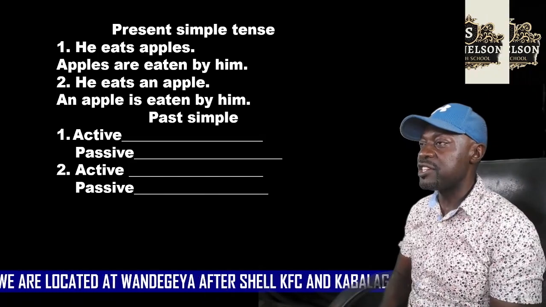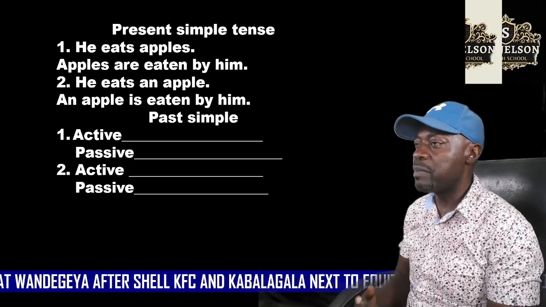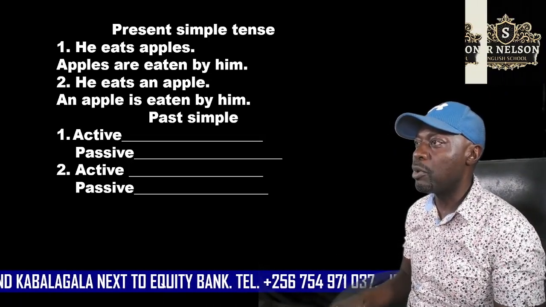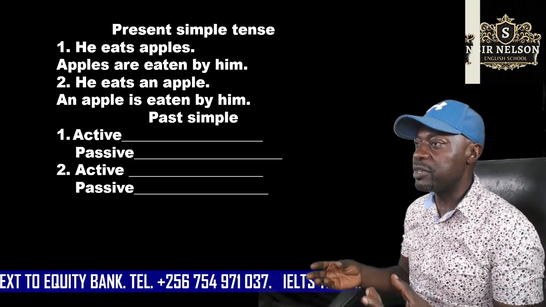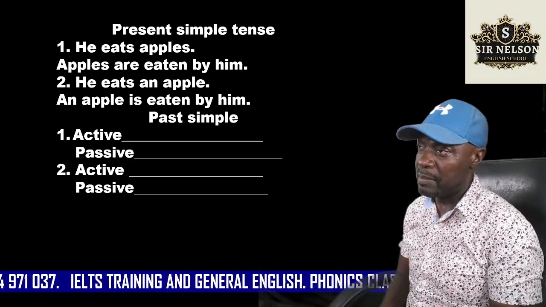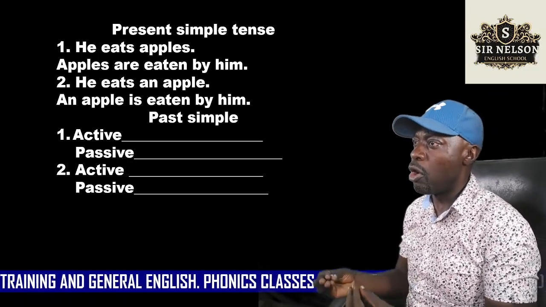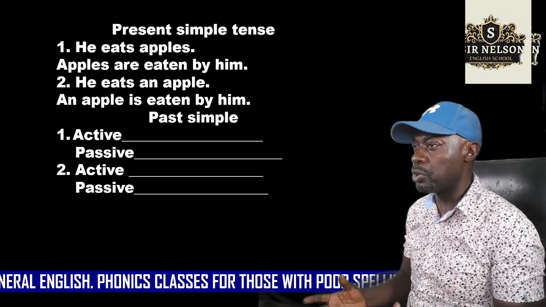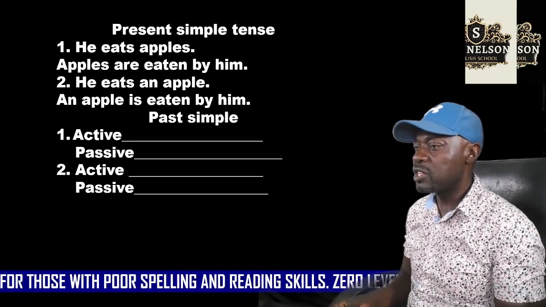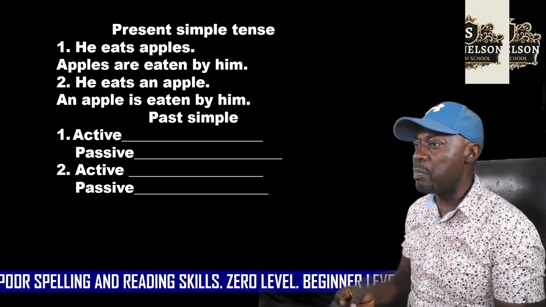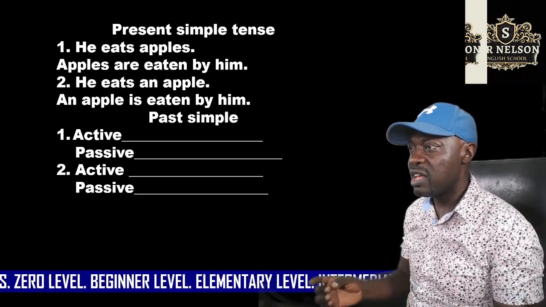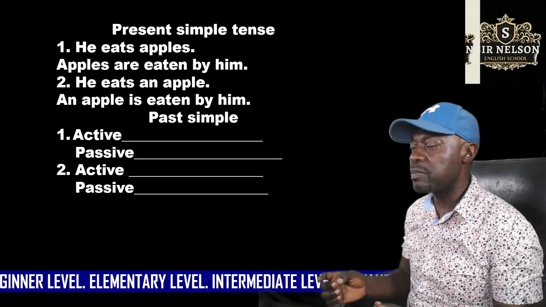When you are changing sentences from the active voice to the passive voice, the tense is very important. Let's begin with the simple tenses. In these simple tenses, remember, the object becomes the subject. Number one, we have a plural object. Because the object is plural, we use are. Number two, we have a singular object. So in the passive voice, we say, an apple is. Remember, in the passive voice, it doesn't matter the tense. The verb must be in the past participle.